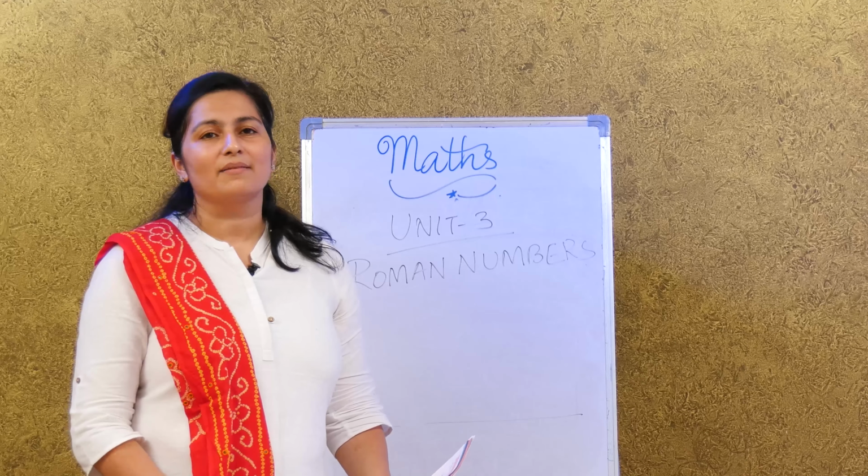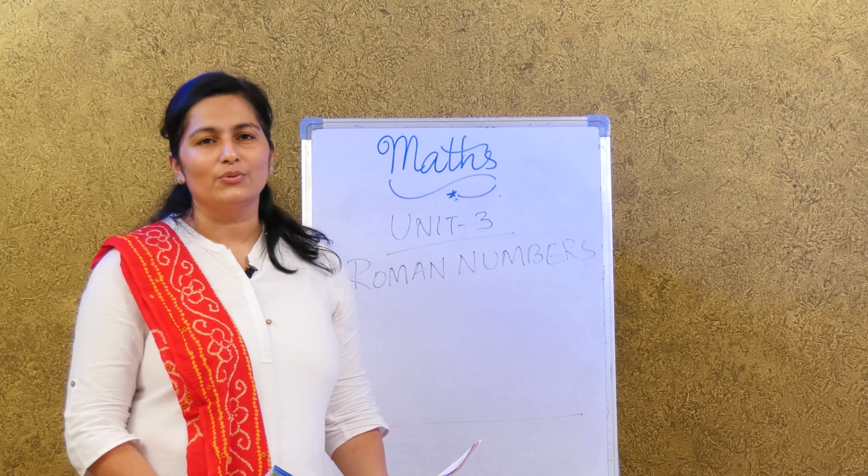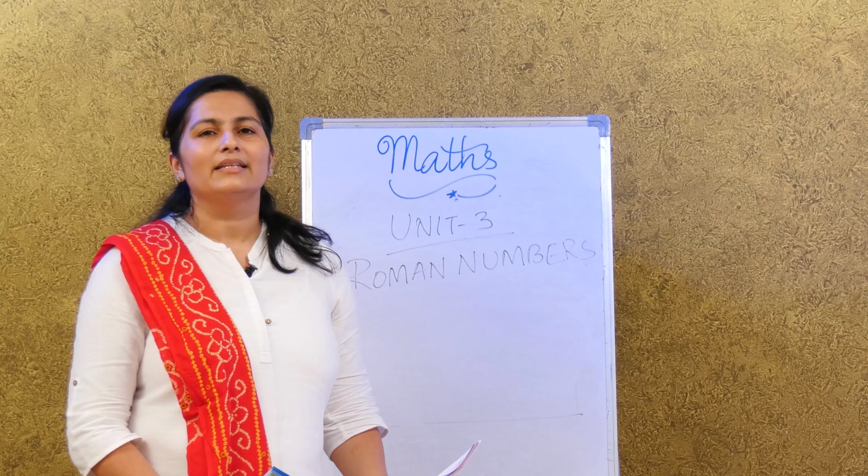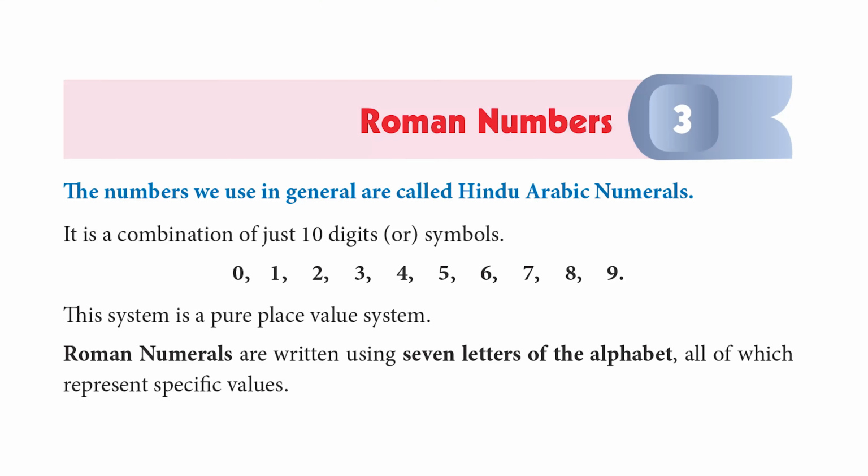We are going to learn something very new, Roman numbers. Take a look at the textbook. You can also see it on the screen. Roman numerals are written using 7 letters of the English alphabet, all of which represent specific values. Now you have a small homework that you have to learn by heart.